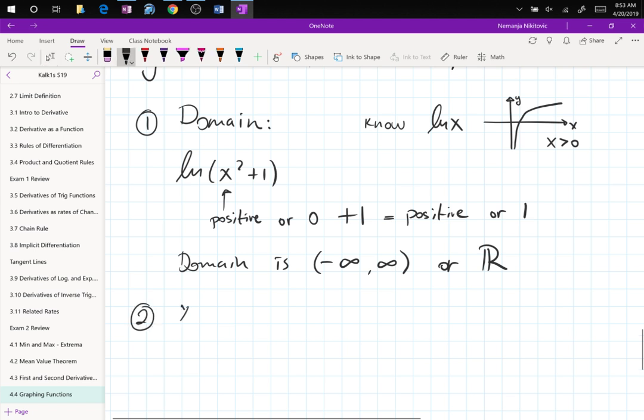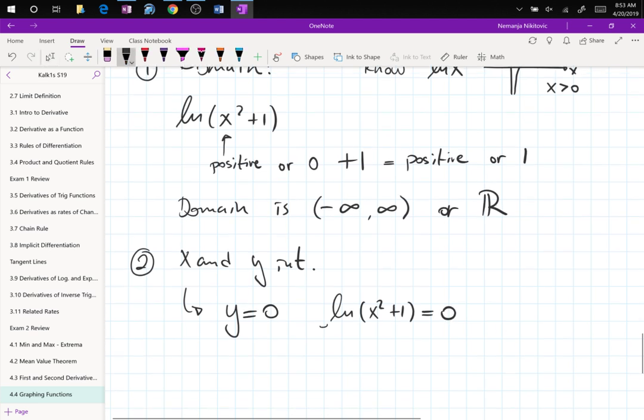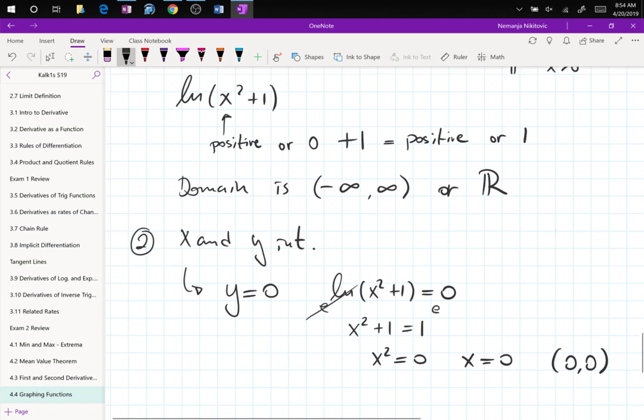Two, x and y intercept. So for the x-intercept, we say y equal to 0. So we have ln of x squared plus 1 equal to 0. If you exponentiate both sides with e, ln and e cancel, and you just get x squared plus 1, and e to the 0 on the other side is 1. So you get x squared equal to 0, x equal to 0.